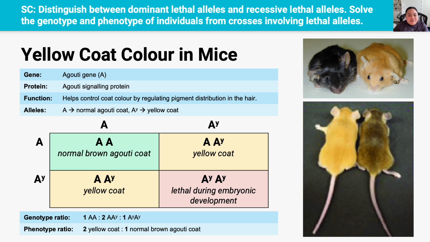Since two copies of the AY lethal allele are needed for lethality, we know that this is a recessive lethal allele. Death only occurs in the homozygous recessive condition. The agouti gene is so important in regulating other genes in embryo development that two copies of this lethal allele result in the death of the embryo before it even implants in the mouse uterus.